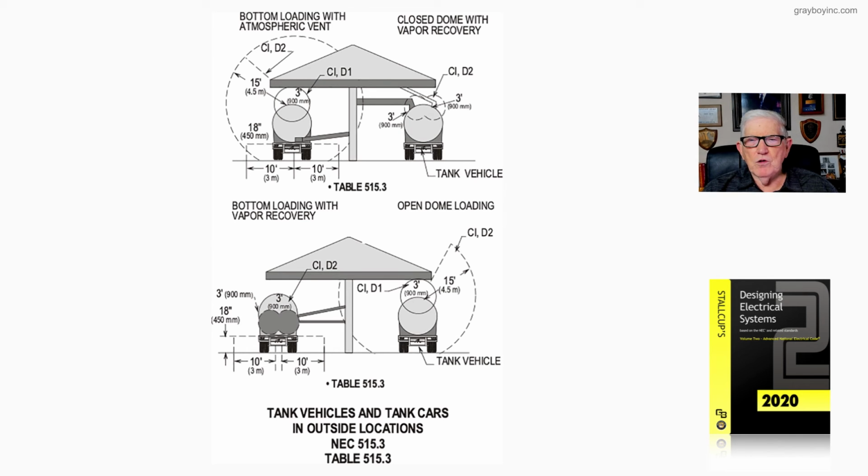Now moving over to open dome type loading, then notice again here, 3 foot is Class 1 Division 1, and then 15 foot overall. But when you take 3 foot from the 15 foot, the 12 foot, from that point would be Class 1 Division 2. And that's what this figure 21-52 is illustrating to the user of the NEC when they're dealing with tank vehicles and tank cars in outside locations.